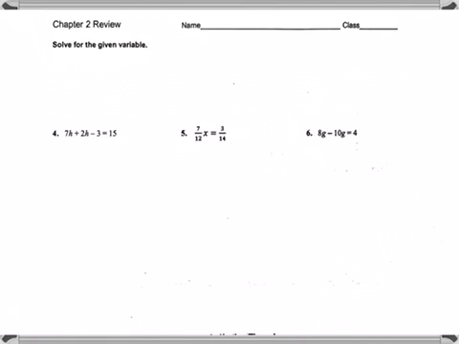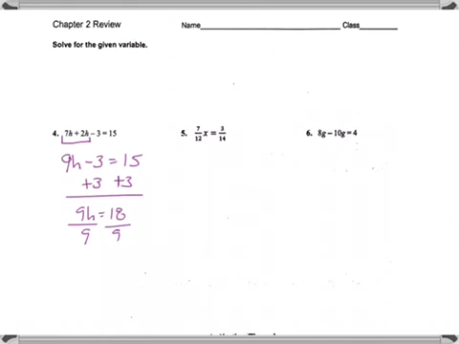Question 4, we have 7h plus 2h minus 3 equals 15. We're going to start this one by combining the like terms. The 7h and the 2h become 9h minus 3 equals 15. We'll undo the subtraction of 3 by adding 3 to both sides. We get 9h equals 18. We're then going to divide by 9 on both sides of the equation. We get h equals 2.